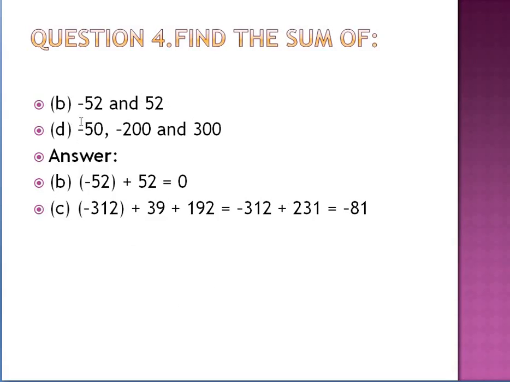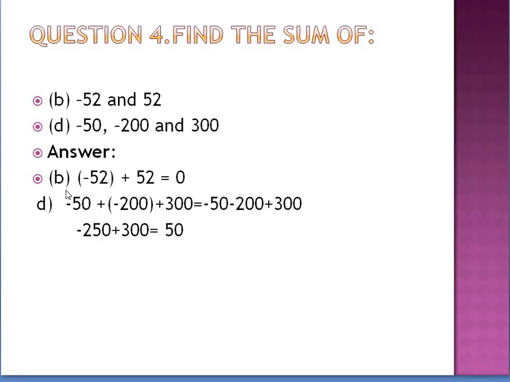Find the sum. Minus 52 and 52. Here minus 52 plus 52 is 0. And the sum of this, again without using number line. So here three numbers are there. 312, 39. Answer for B.